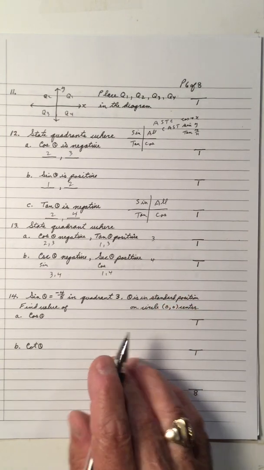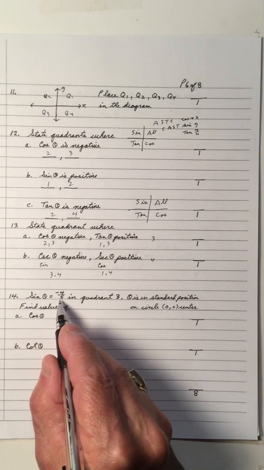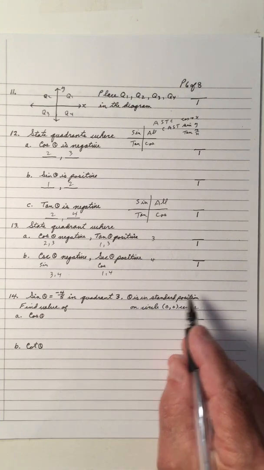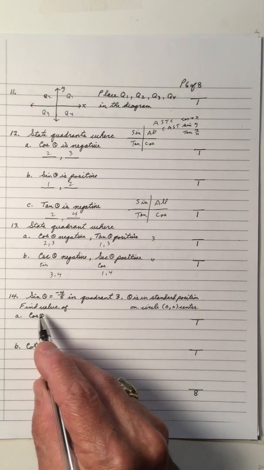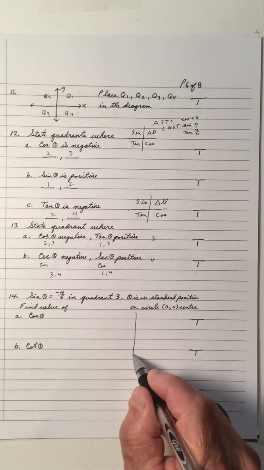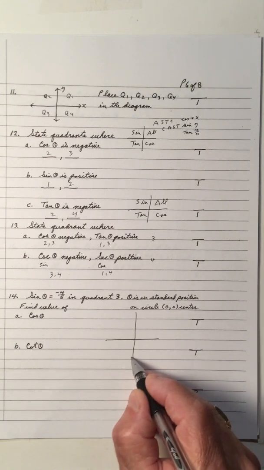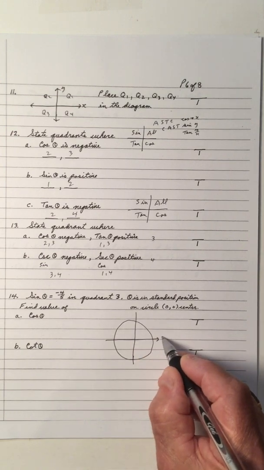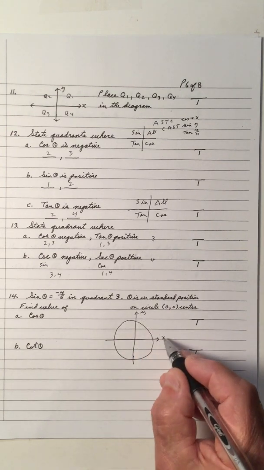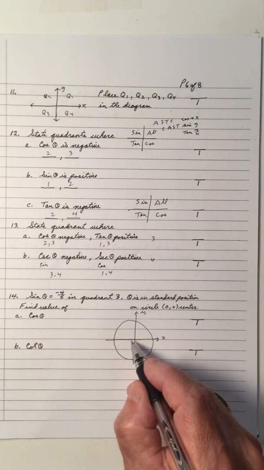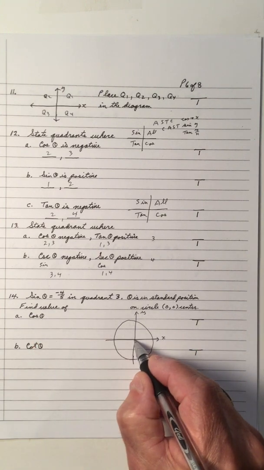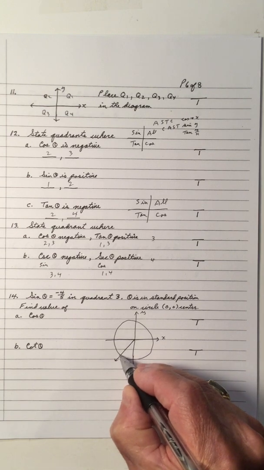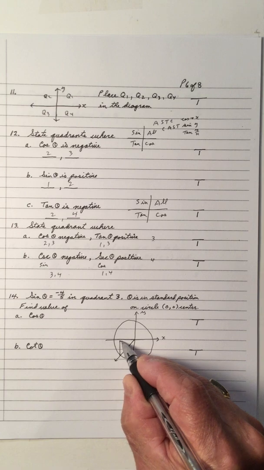Number 14. Sine is negative 4 over 5 in quadrant 3. Theta is in standard position on the circle centered at 0, 0. Find cos. Okay, here we go. We draw a diagram. And again, this is the x, and that's the y. And sine is in quadrant 3. So we're in quadrant 3, so the terminal arm will go out in quadrant 3. And we drop a perpendicular to the x-axis.